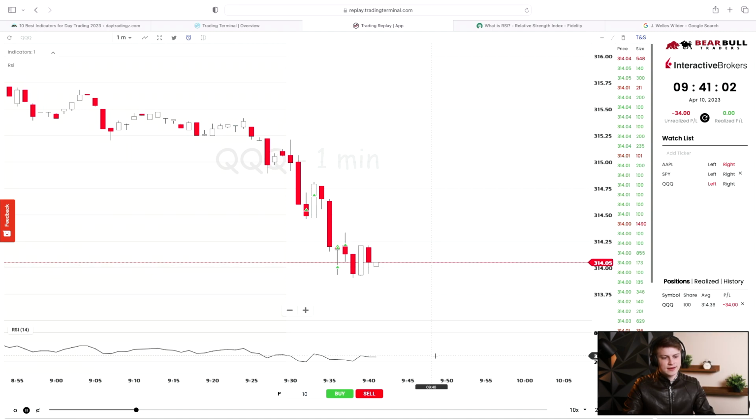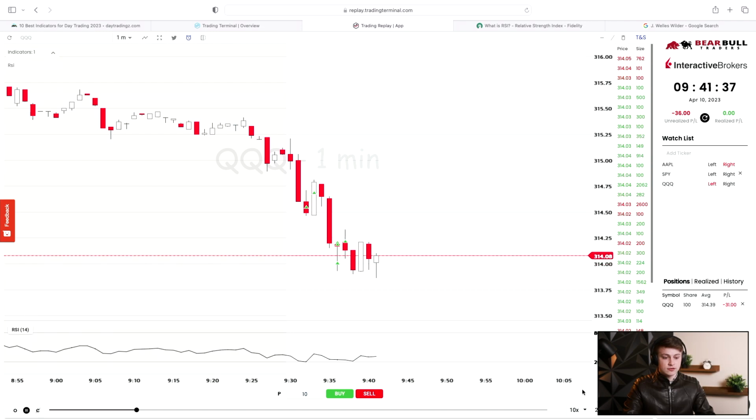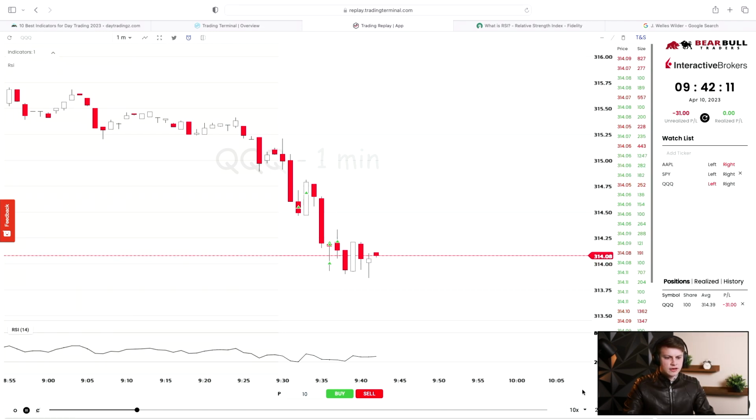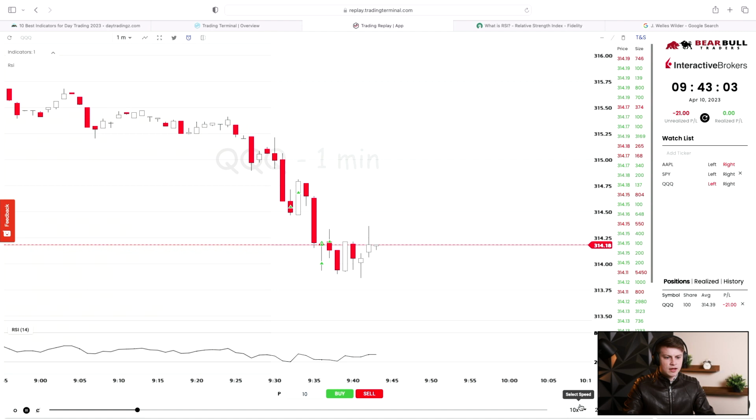Continue to consolidate down. Okay, we're still going at 10x. All right, we're 11 minutes into the market open. We're consolidating a little bit, actually. Oh, there we go, there we go. Look, RSI is coming back up. Look at us. Okay, it's like up and down, up and down, up and down. Good thing we can 10x.